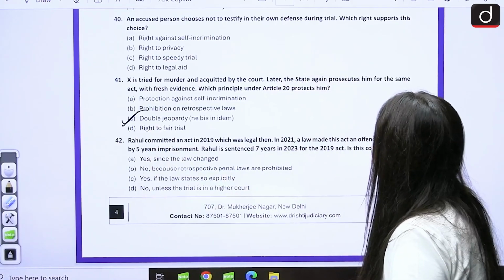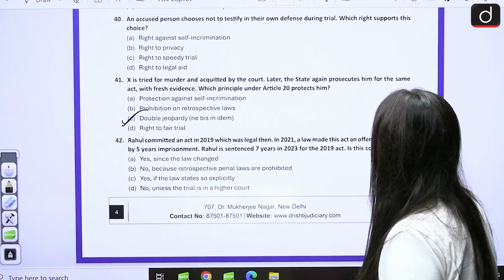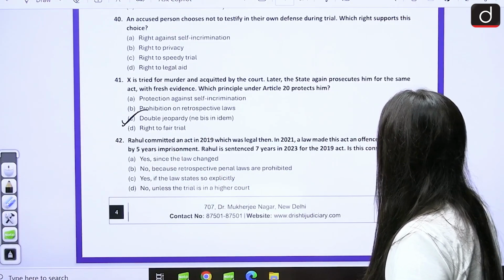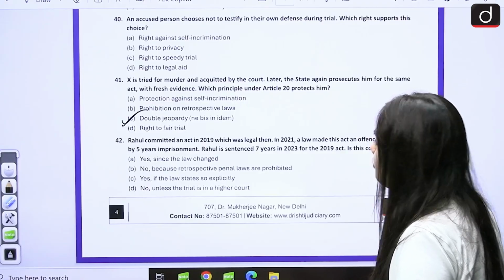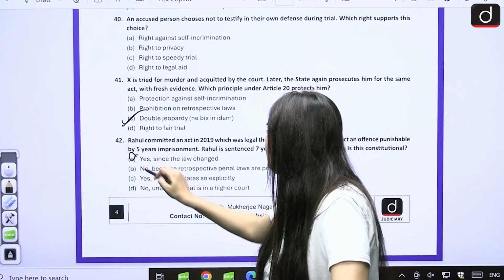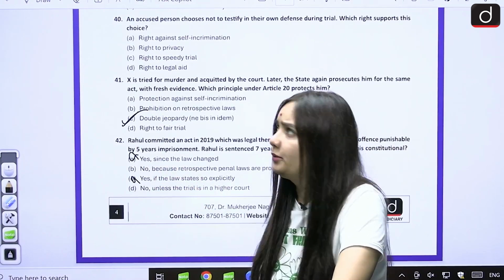Rahul committed an act in 2019 which was legal then. A 2021 law made this act an offence punishable by 5 years. Rahul is sentenced to 7 years in 2023 for the 2019 act. Is this constitutional? No, it is not. Ex post facto application is barred by Article 20.